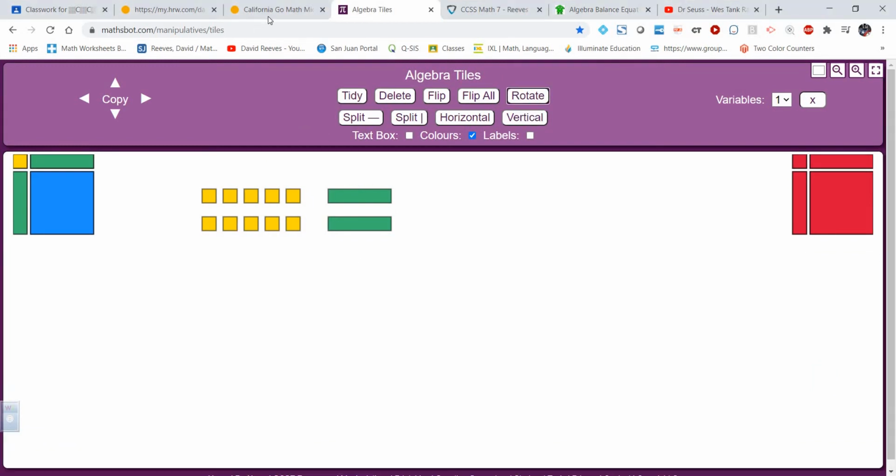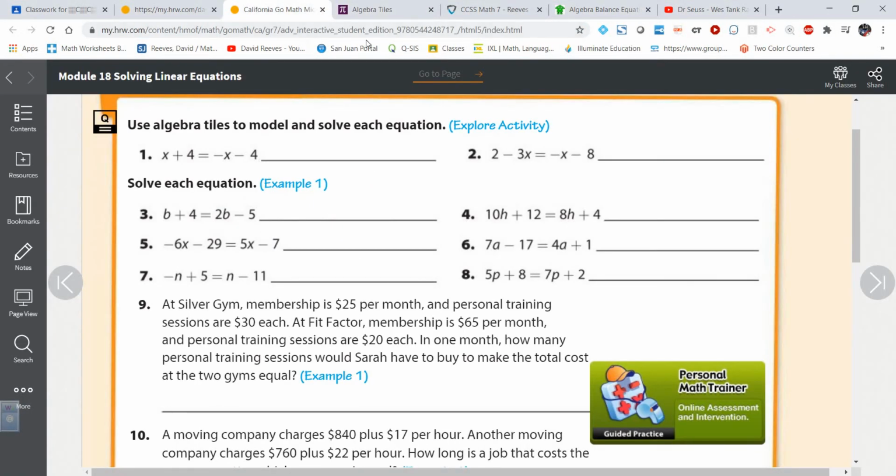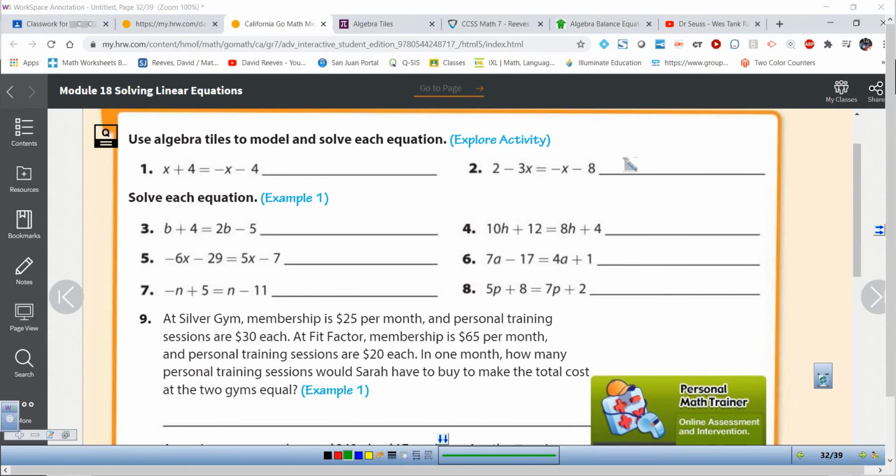All right, so that is an example of solving a problem using algebra tiles. We got x was equal to 5. And of course, it's always a good idea to check your answer, isn't it? All right, so we can know if we did it correct.